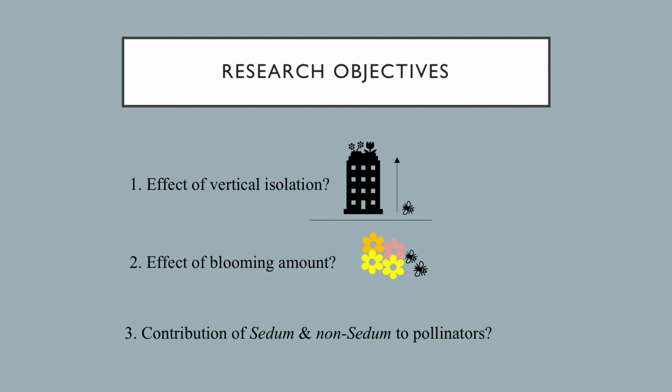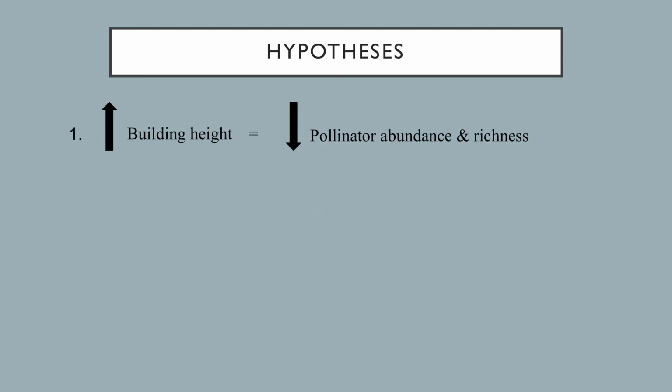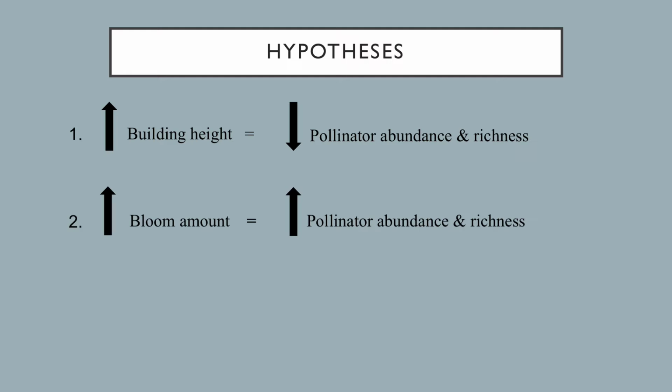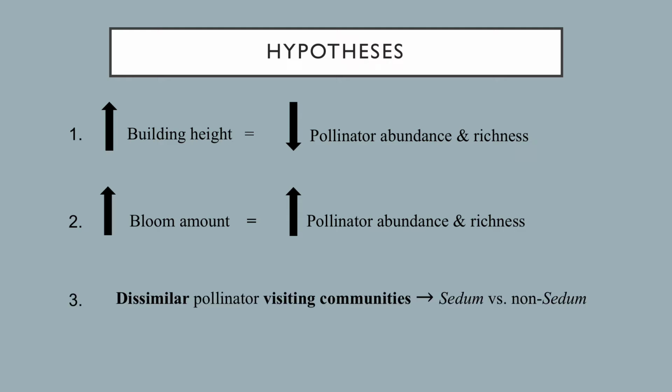And our study was most interested in understanding the effect specifically of vertical isolation and blooming amount on pollinator abundance and richness, in addition to assessing if sedum and non-sedum flowering plants supported different pollinator communities on green roofs. We first hypothesized a decline in pollinator abundance and richness as building height of the green roof increases. Secondly, we hypothesized an increase in pollinator abundance and richness with increasing blooming amount. And thirdly, that sedum and non-sedum flowering plants would attract dissimilar visiting pollinator communities.